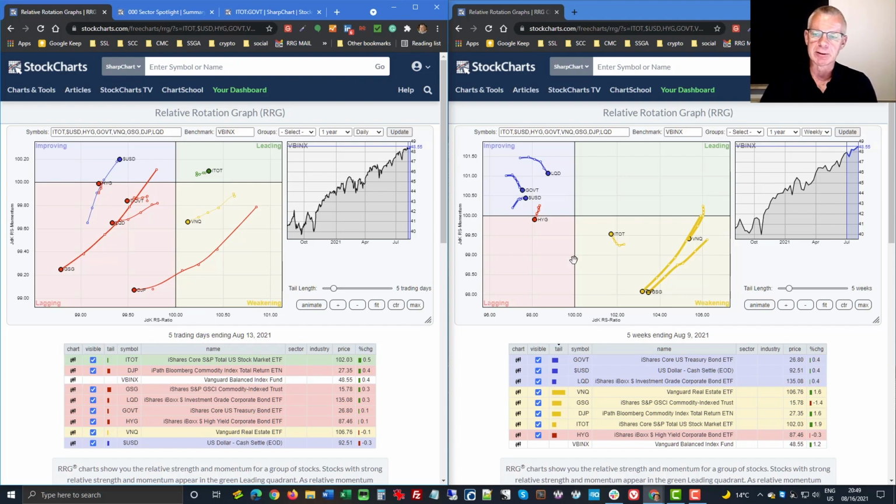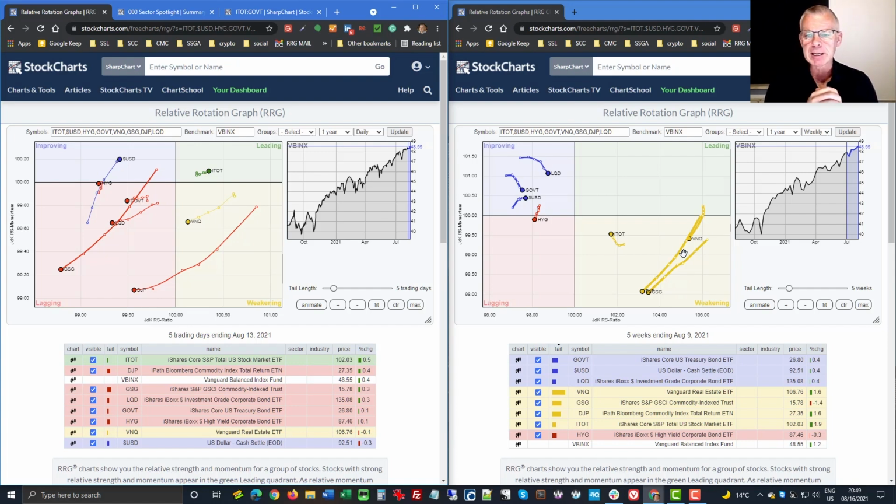Remember that the weekly RRG still has VNQ as the strongest asset class, going through a negative rotation right now. It doesn't mean that it is immediately a very weak asset class. Actually, it is a strong asset class that's going through a correction. And the best thing to do right now probably is see if we can find a good entry point to profit from a new rotation back up, a new uptick in that relative performance versus VBINX.